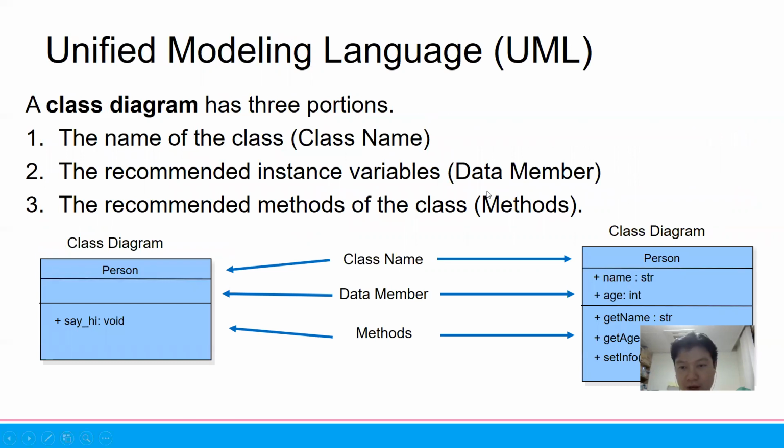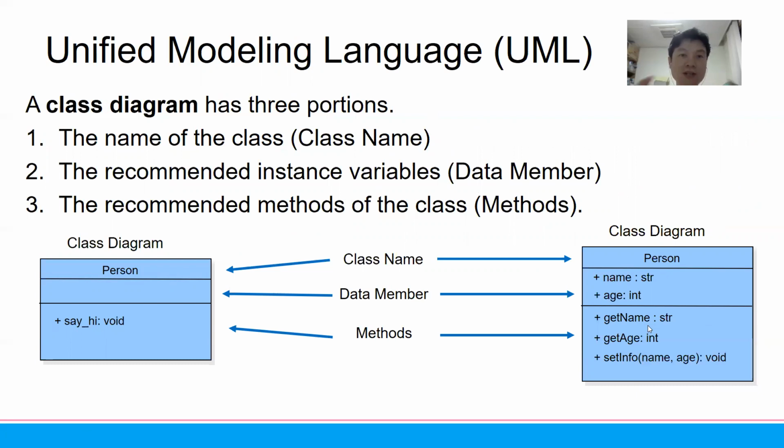So if I can go back to the class diagram from before, the class diagram has three portions. First is the class name. The second is the recommended instance variables, which are the data members. And the third one is the recommended methods of the class. So first, we learn about the class diagram, and we have the class name Person. We have no data member, but we have one method, which is say hi. Void means a method without any return value.